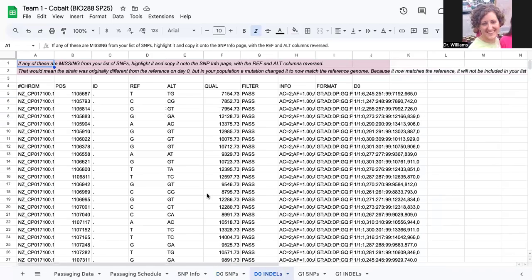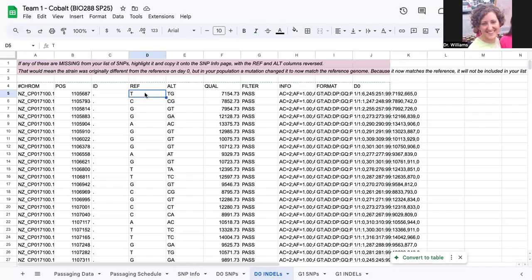Again, indel stands for insertion deletion. This is where we're taking one base and changing it to a different number of bases. As an example, just looking here at the first row, our reference is T and our alternate is TG. That means we've inserted a G effectively by adding an extra base.